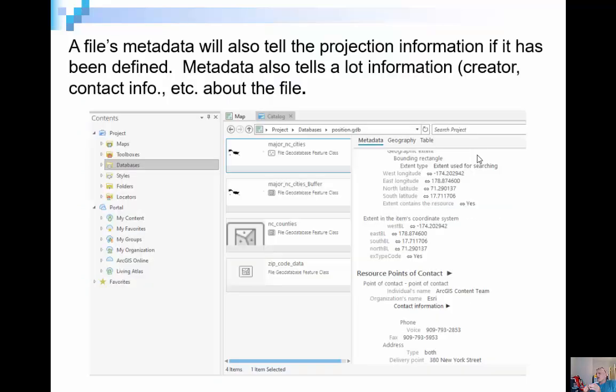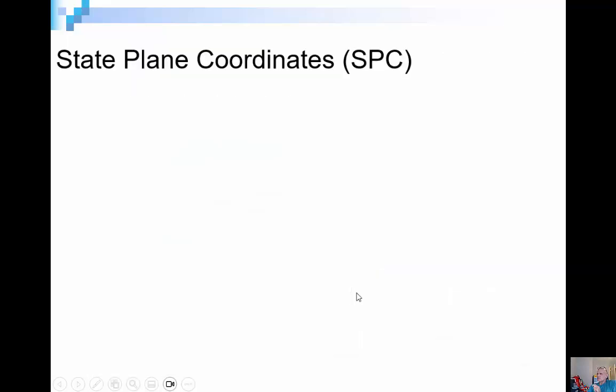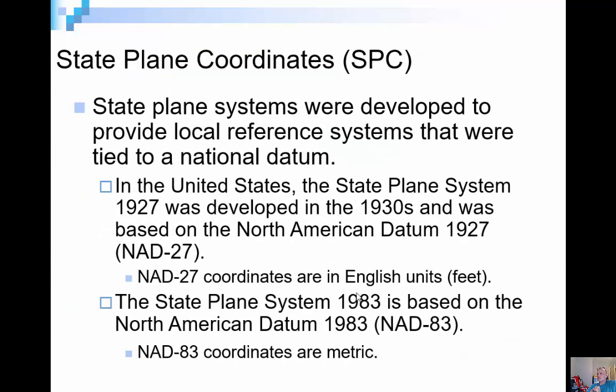Another thing that we do have is information about projection, which is also going to be stored in the metadata. So it tells us a lot of information about the metadata, including the projection information that's been collected for these as well. Now we also have state plane coordinate systems.